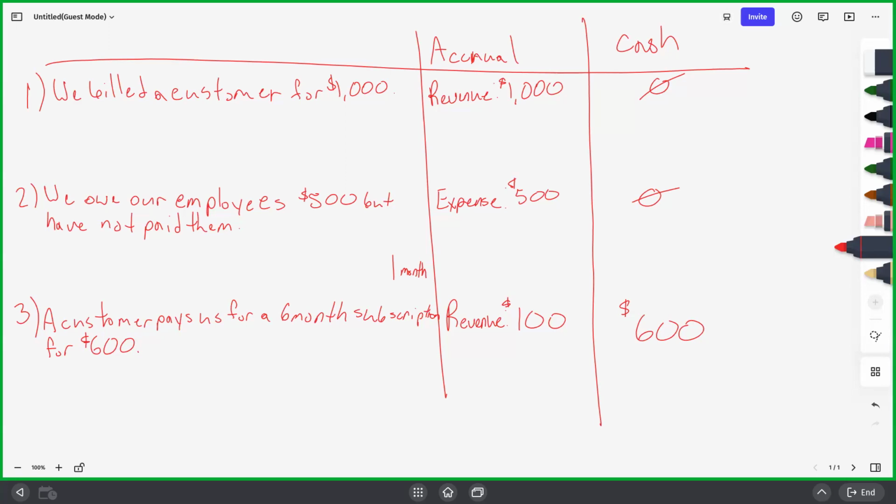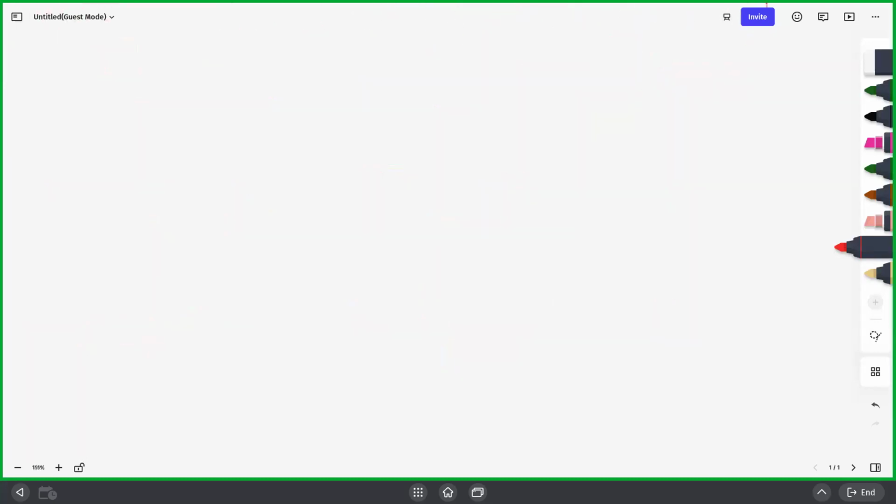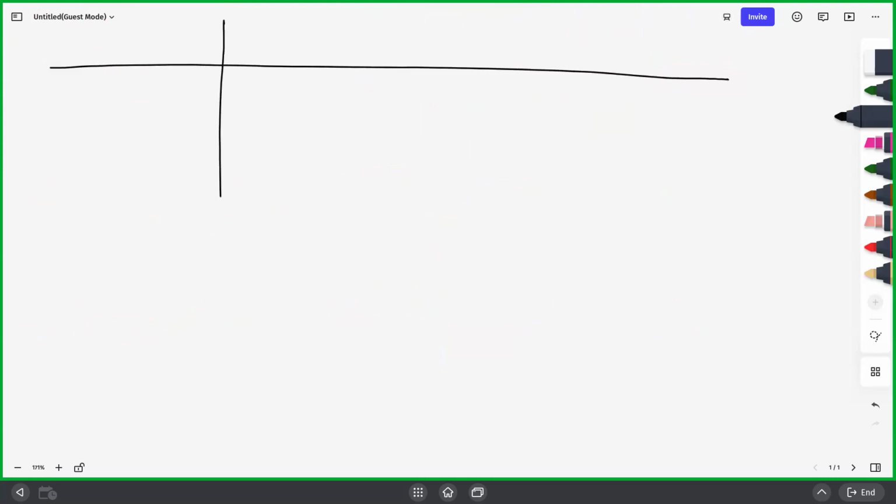Now we're going to go over adjusting entries, some of our favorites. I bet you guys love these for the project. So I'm going to make a little chart here.